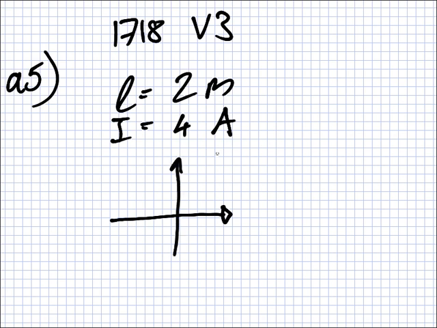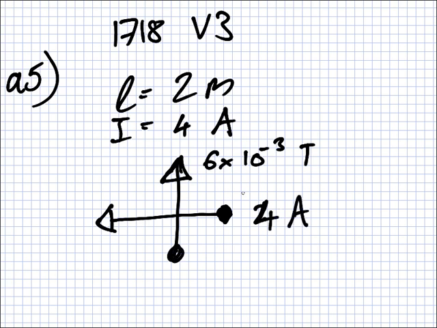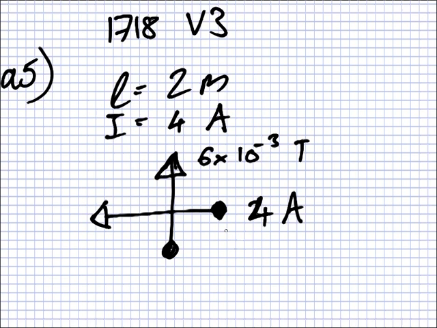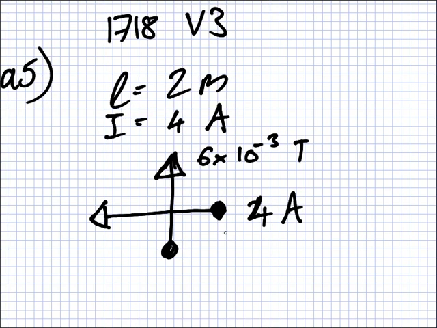Okay, so 6 times 10 to the minus 3 Tesla. And this is east to west, so it's the other way around. Was it east to west? East to west. Oh, sorry. So it's like that. Okay, 4 amps. A1. In which direction is the resulting magnetic force on the wire?